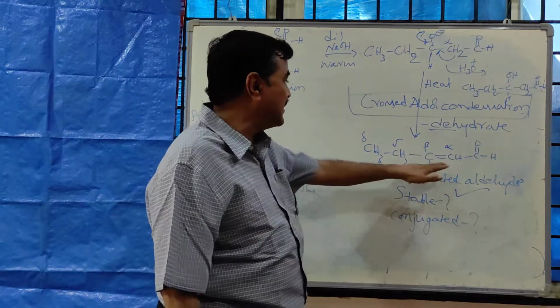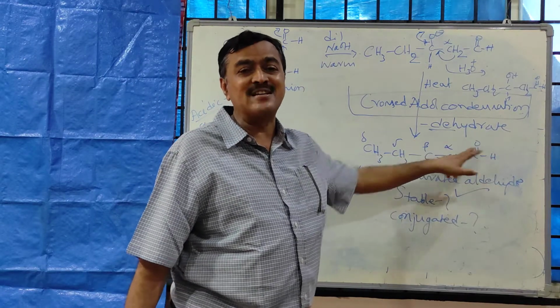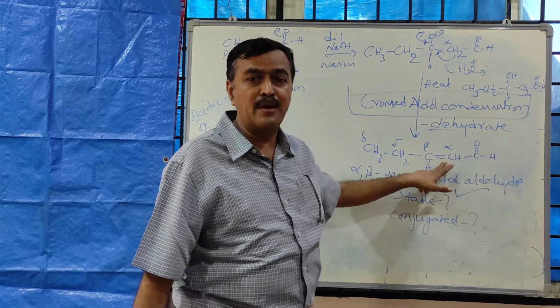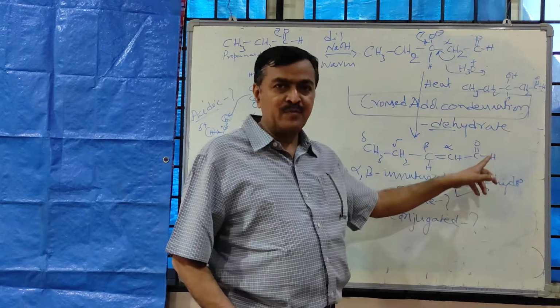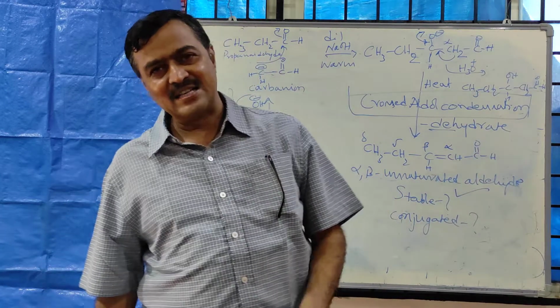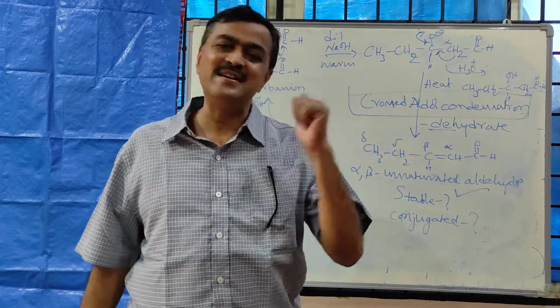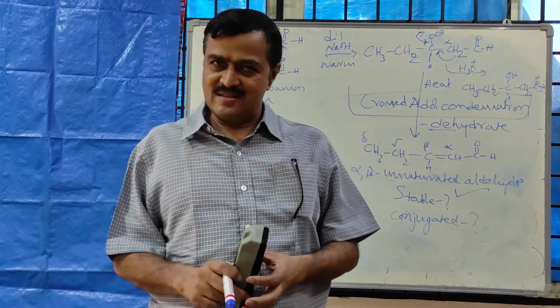What is conjugation? The C=C double bond will be present alternate to the C=O double bond. These two double bonds are present alternate to one another: double bond, single bond, double bond, and hence the reaction takes place. This is the mechanism of crossed aldol or even aldol condensation.